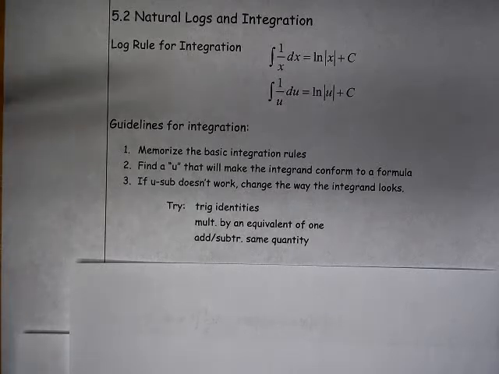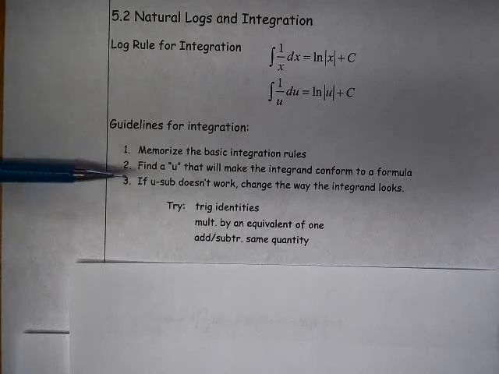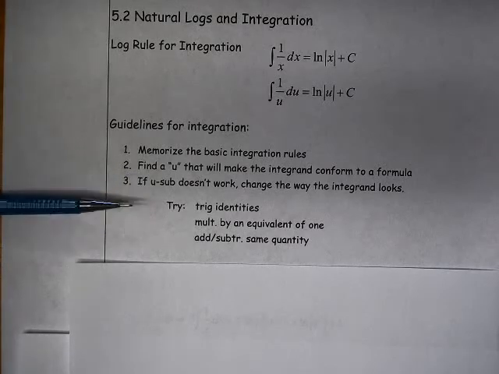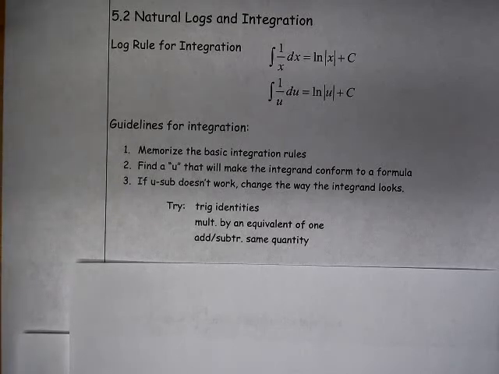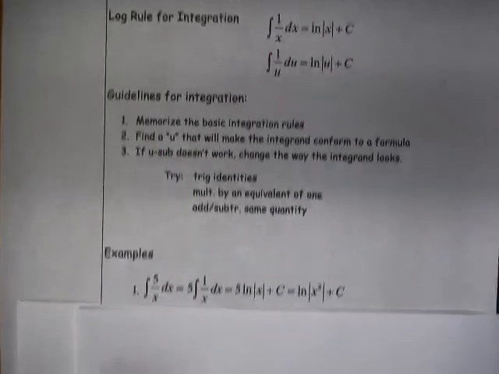So the guidelines for integration is know the basic rules, use u substitution to make the integrand look like the rule that you know, and if that doesn't work, then we try to rewrite the integrand and then try to find a u substitution that will work. All right, so let's look through some examples here. We're going to start off with some fairly simple examples.